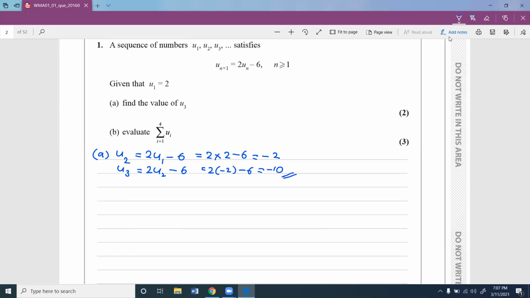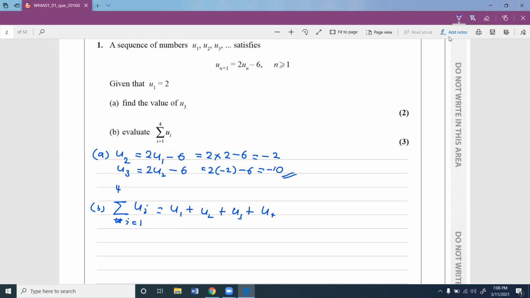Then part B. This is pretty simple. You need to find the sum of ui, where i goes from 1 to 4. That means they are referring to u. Sorry, i goes from 1 to 4. ui means i is varying from 1 to 4. That is u1, u2, u3, u4. You have to get the sum of them.